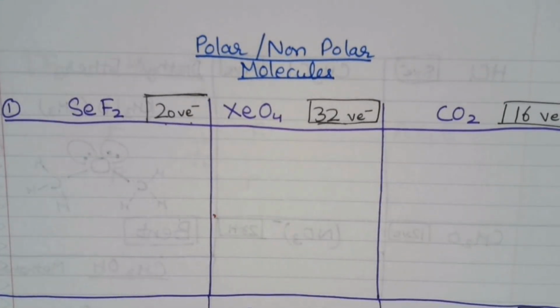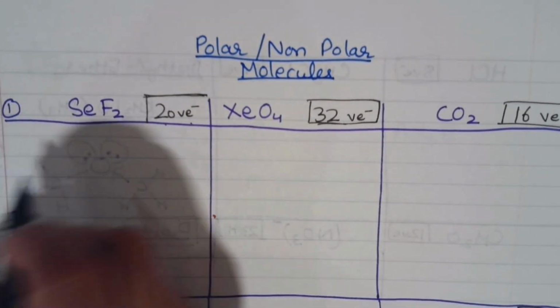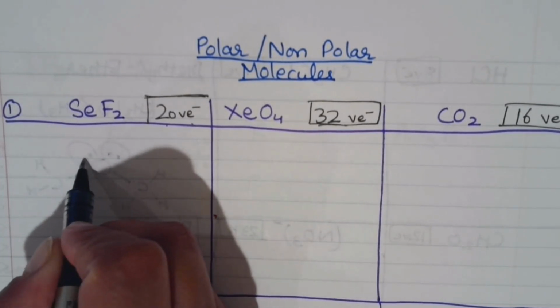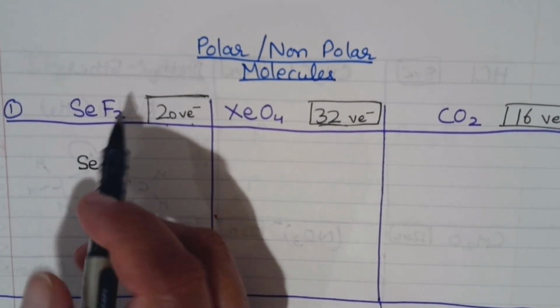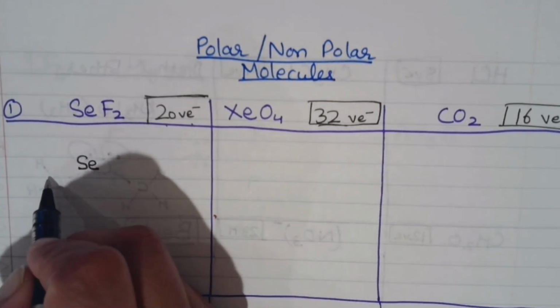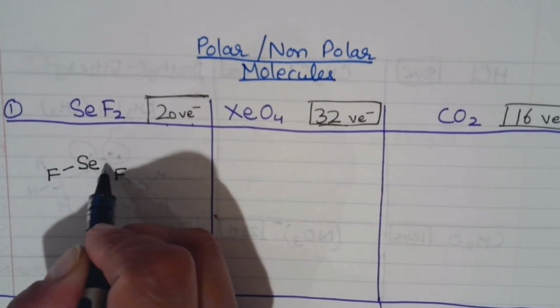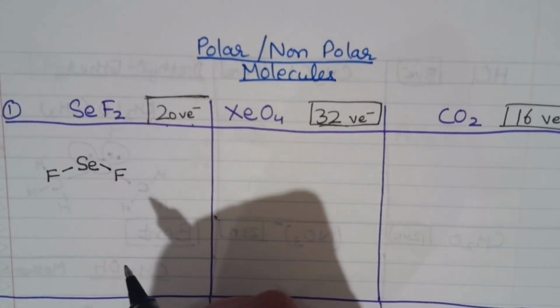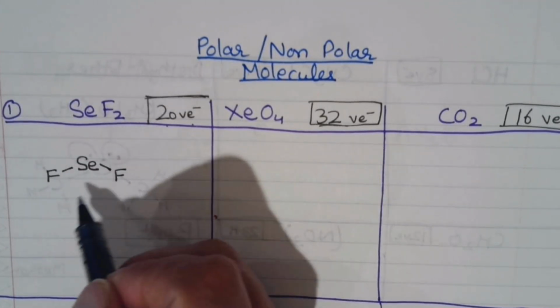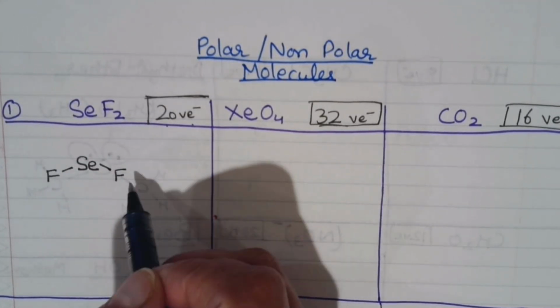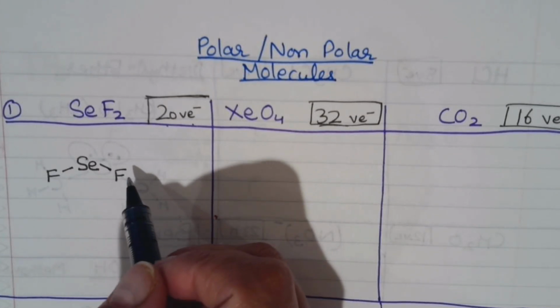So whenever we have to tell whether the molecule is polar or non-polar, the first step is you draw the Lewis dot structure of the molecule, right? So let's draw the Lewis dot structure of selenium difluoride. So selenium, the single atom goes in the center, and then I'm going to put the two fluorines next to it, right? Join all the outside atoms to the central atom and then complete each atom's octet starting from the outside atoms because they are more electronegative, right?